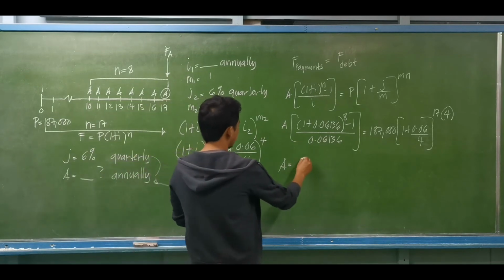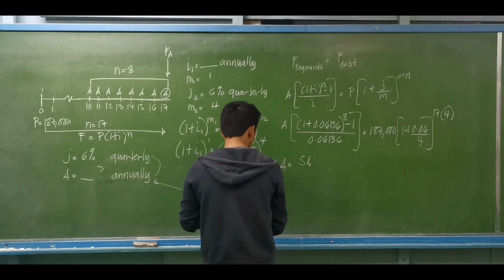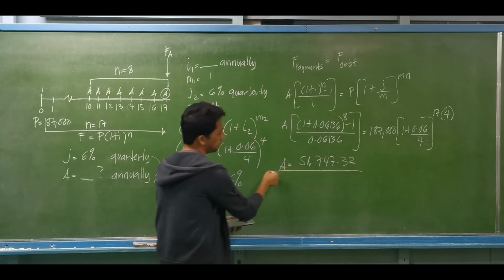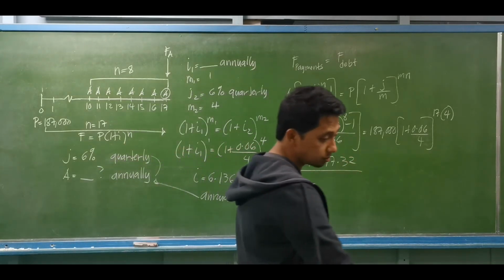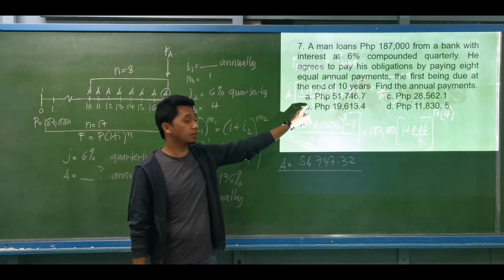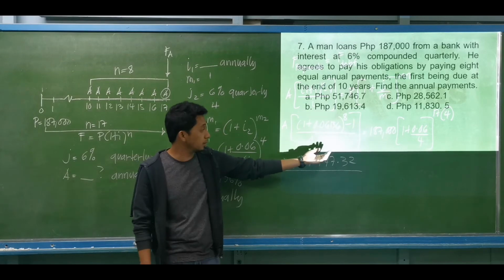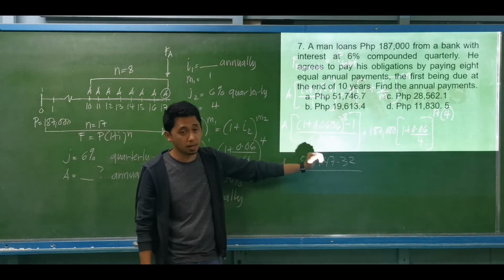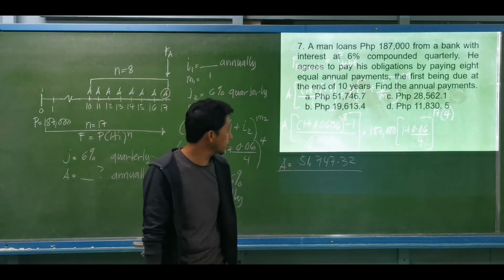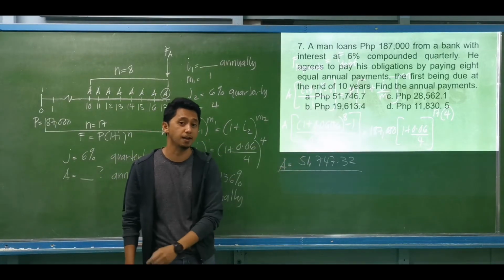We have a value of 51,000 plus $747.32, so 51,747.32. Let's check if we have that value. Our nearest value is letter A, which is 51,746.7. So maybe the maker of the problem uses another number of decimal places. I only use 5.06136. But our answer for this one will be the nearest value, letter A.